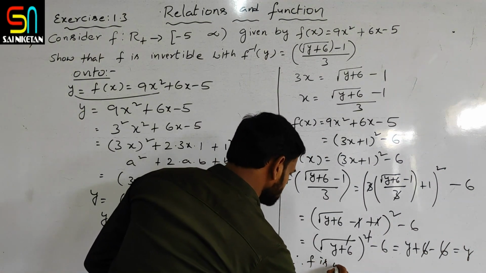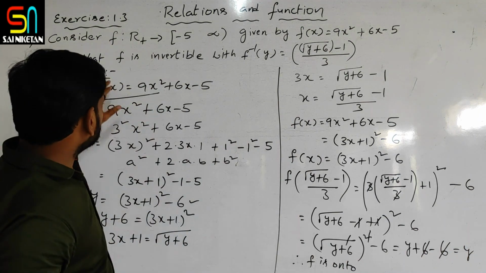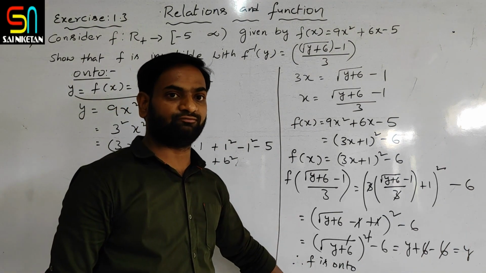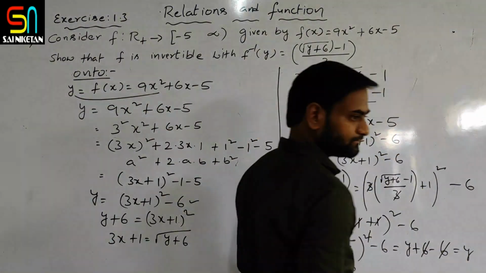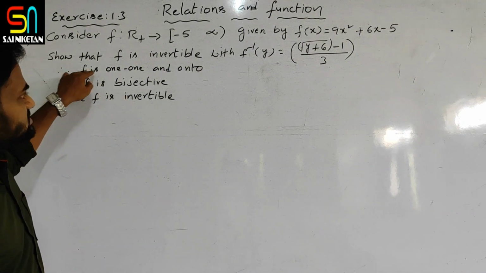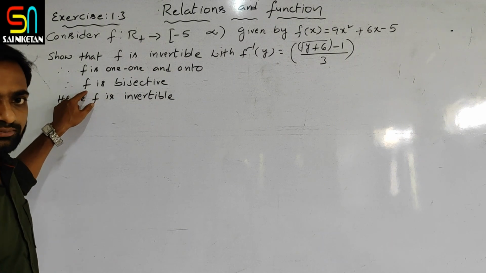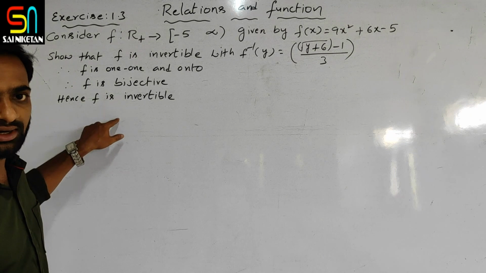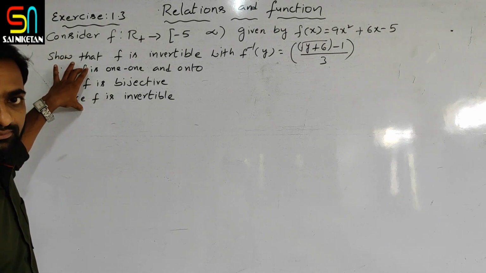When the answer is y, what can you say? Therefore f is onto. Now f is both one-one and onto. Now what can you say? f is bijective. Now we have to write: f is one-one and onto, therefore f is bijective. Next, when it is bijective, it is invertible. This sentence you must write in the board exam.